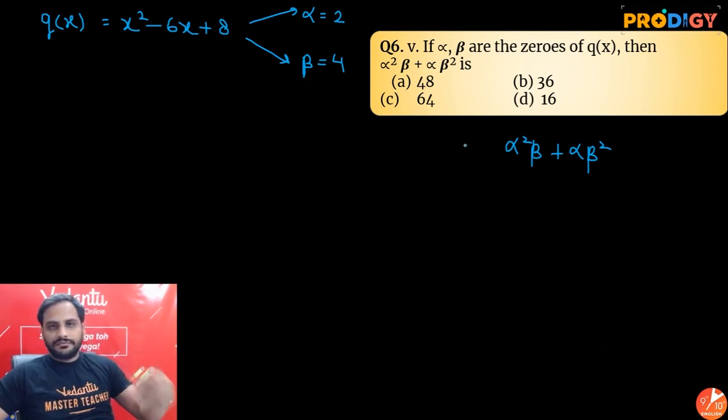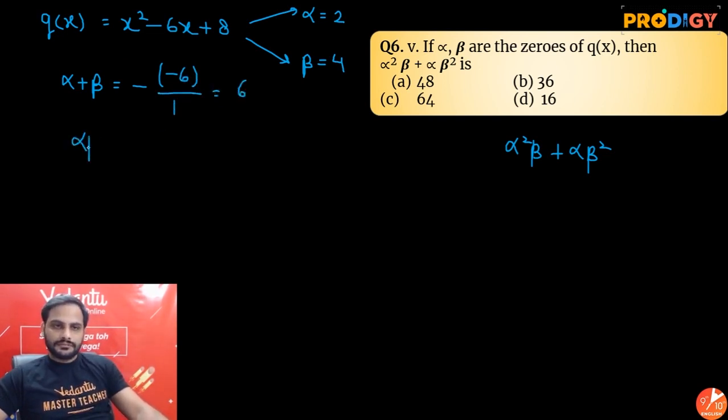Alright, now look, one method is putting the value of alpha as 2 and beta as 4. The other method, the sophisticated way, is when we don't know alpha and beta. So I can say alpha plus beta will be equal to minus b upon a, which is 6, and alpha into beta is c upon a, which is 8.